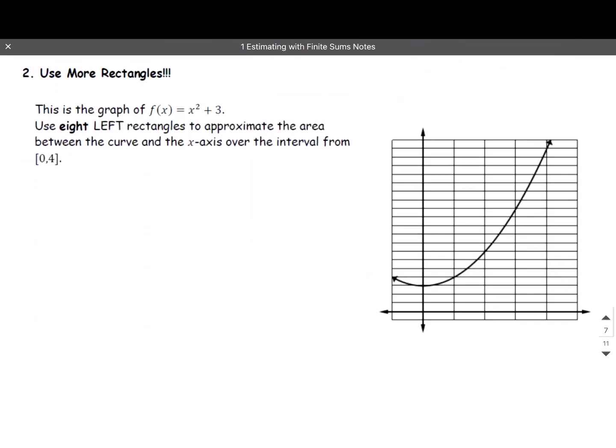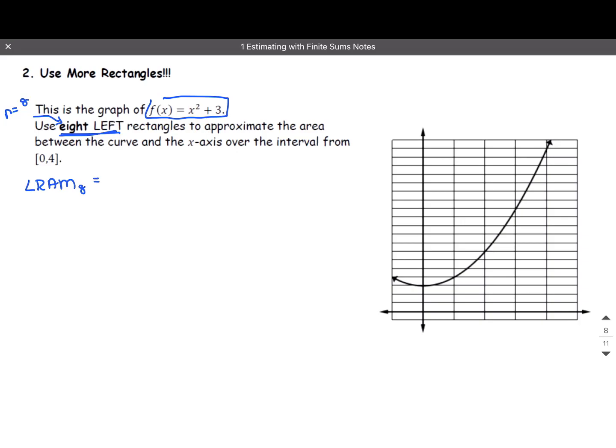That would be to use more rectangles. So suppose we use the same function, but this time we use 8 left rectangles. So now we're going to let n be 8. So we're doing an LRAM sub 8.